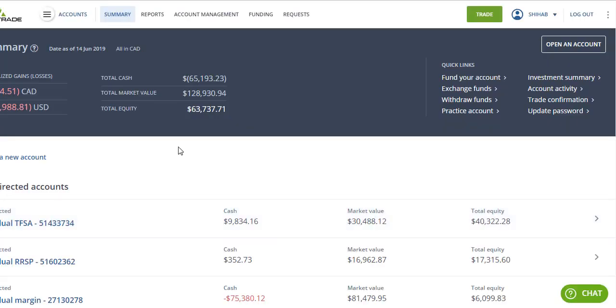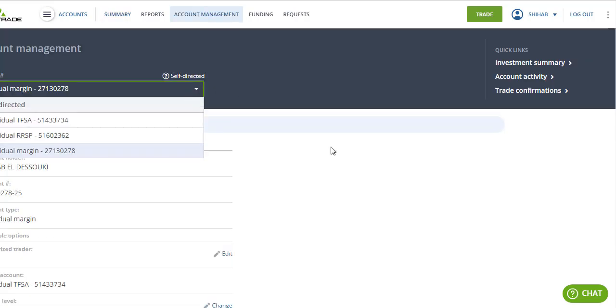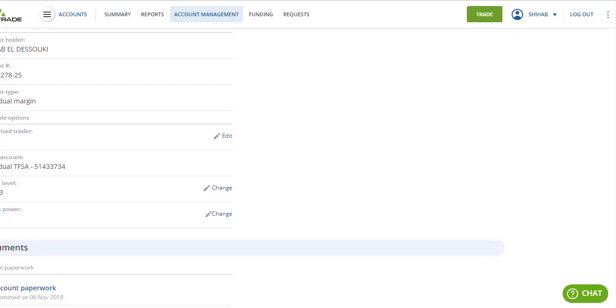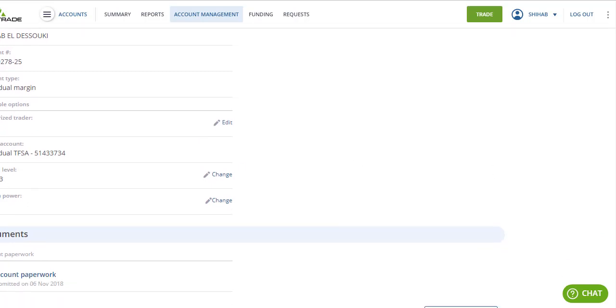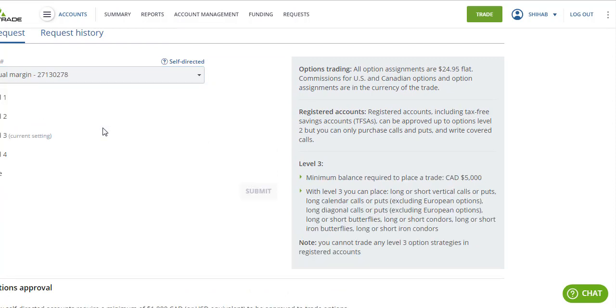options, I believe. To register for a different level of options trading, you simply go to your accounts, then go to account management, and then you pick your account, so margin account. Obviously, first of all, you need to have a margin account. Then, as you can see here, option level 3, if you need to change it, you click on change, and it tells you, then you choose your account, margin account, and as you can see over here, I'm already at level 3. So it tells you here, level 3 minimum balance required is 5,000.